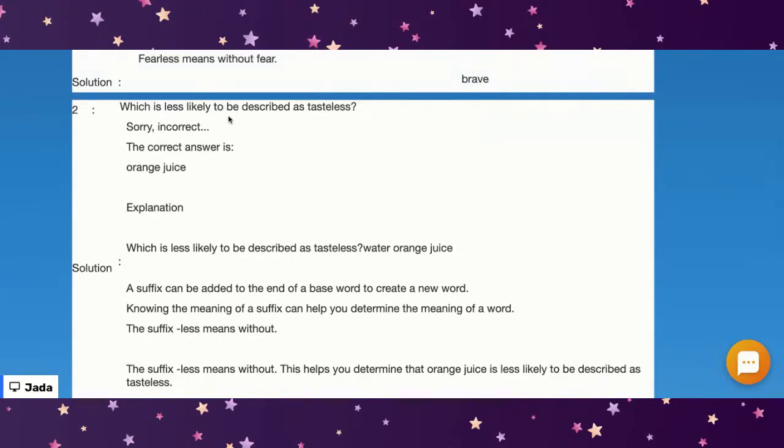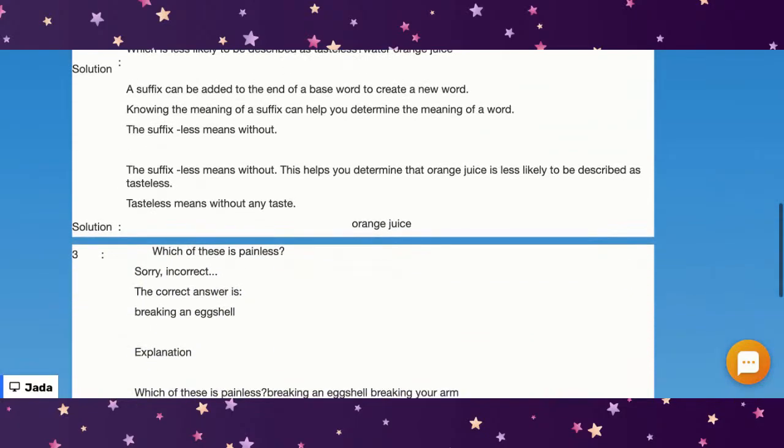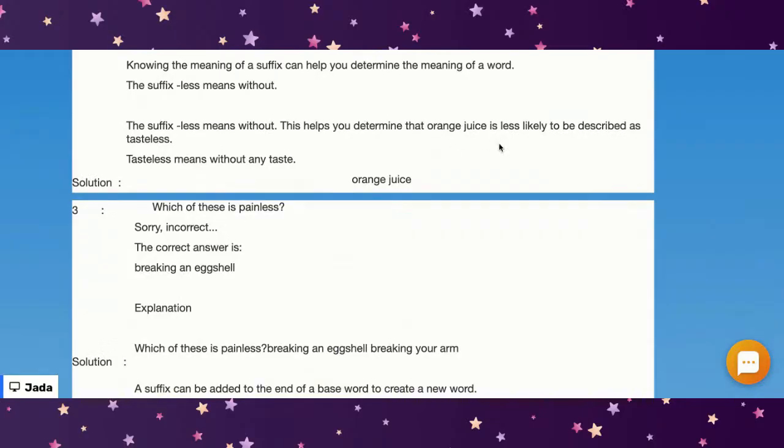Then, which is less likely to be described as tasteless? So, orange juice is less likely to be described as tasteless because orange juice is tasty, it's sweet. But tasteless means something without taste. So, what drinks do we have that are tasteless? If you can think of any drink that is tasteless, yeah, that's it.